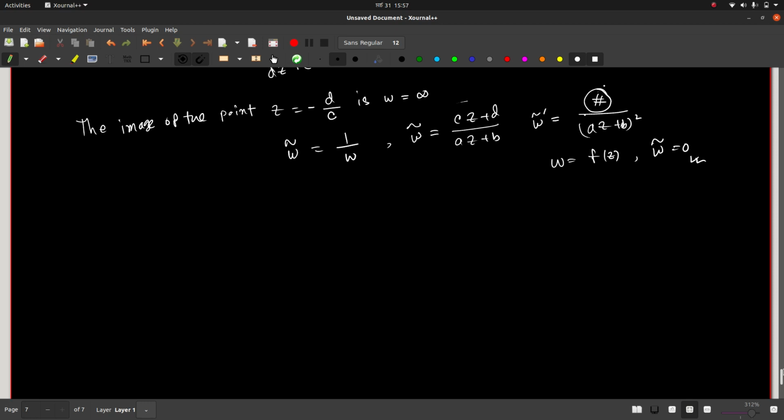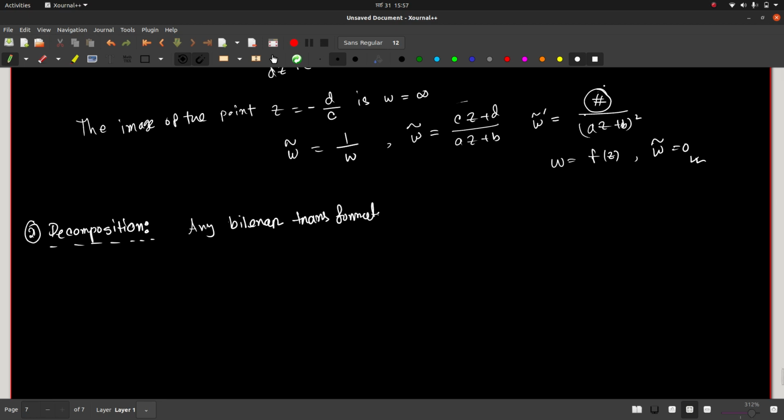The second property is known as the decomposition. So this will be the second property, decomposition. Any bilinear transformation, which is actually not a linear transformation, can be decomposed into two linear transformations and an inversion. So any bilinear transformation which is not linear.